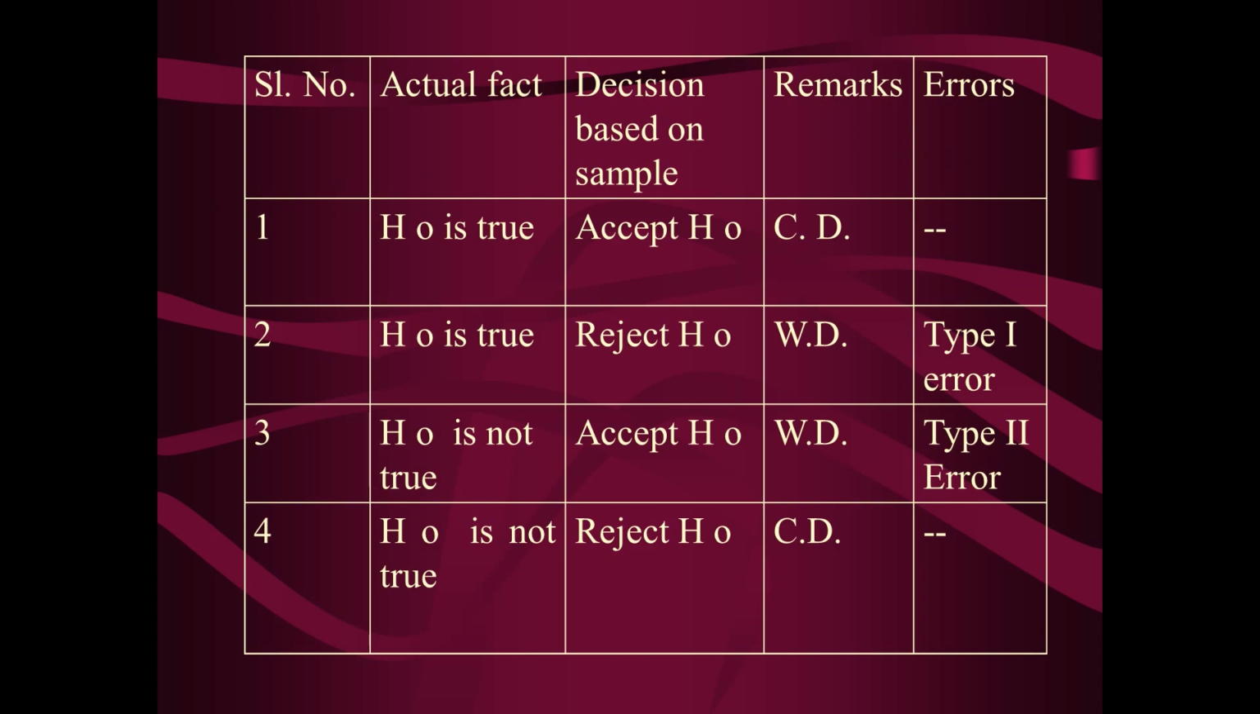Third option, H naught is not true but we accept H naught. Again we are committing an error, a wrong decision, and this is called type 2 error. Fourth option, H naught is not true and we reject H naught, it is the correct decision. So we come across two types of error here: one is rejecting H naught when H naught is true, the other is accepting H naught when H naught is not true.